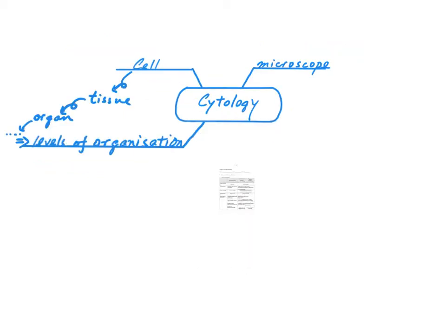Basically, the levels of organization in the biological level start with the cell, and then the tissue, and then the organ, and then something else. We will discuss these levels of organization when we arrive at that area.